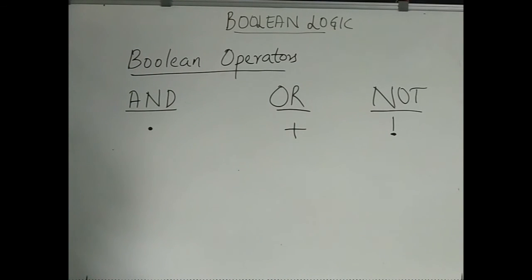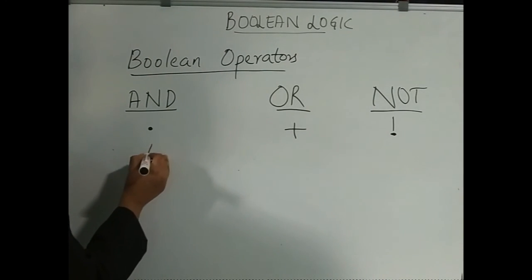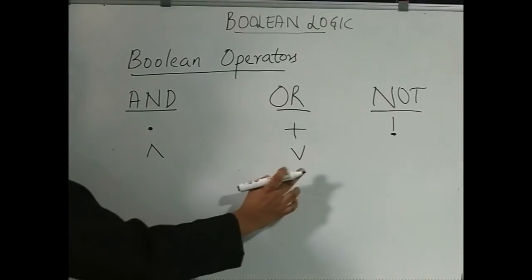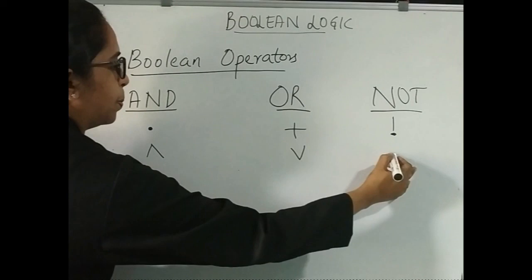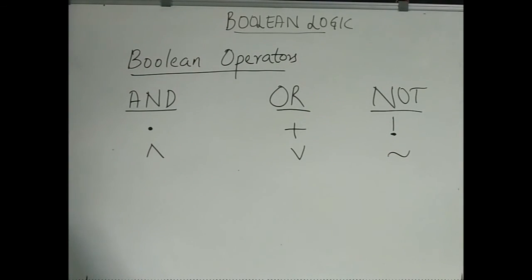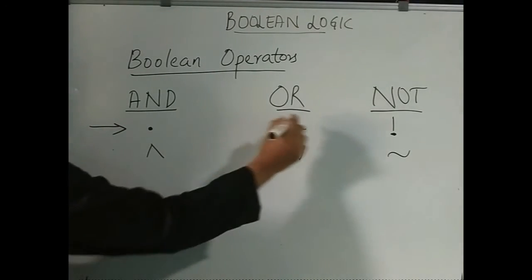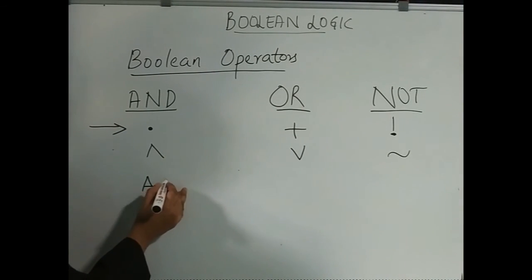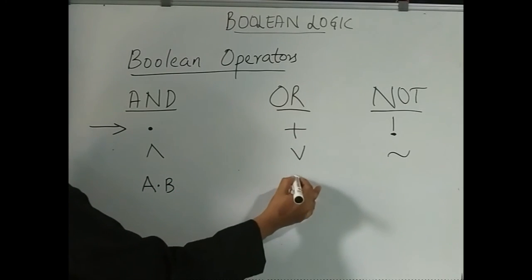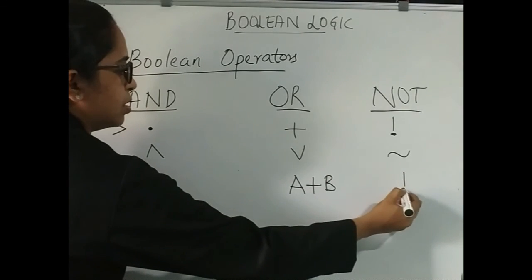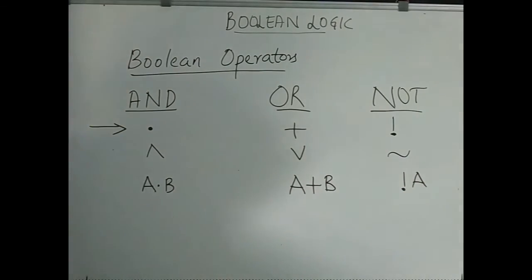Another way of representing AND, OR, and NOT is like this. AND is like this, OR is like this, an inverted V. Here it is V, and NOT is a tilde operator. Okay, so I'll write one example using these symbols, A and B. Here we call it A or B, and this is not A. Why only one operand? I'll explain with some more examples.